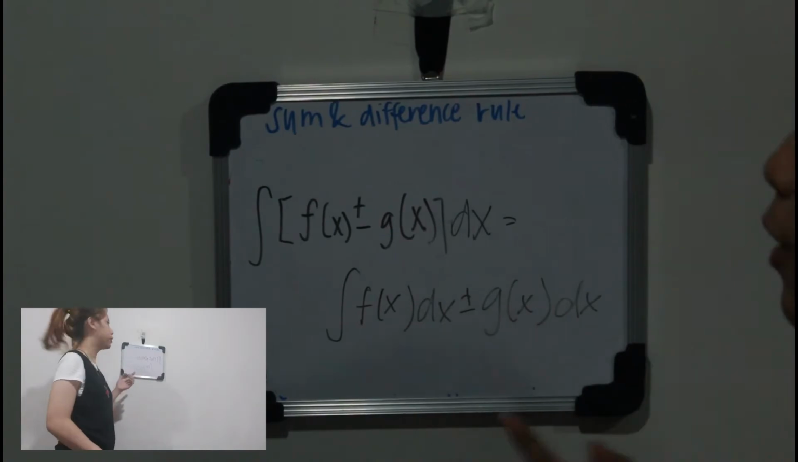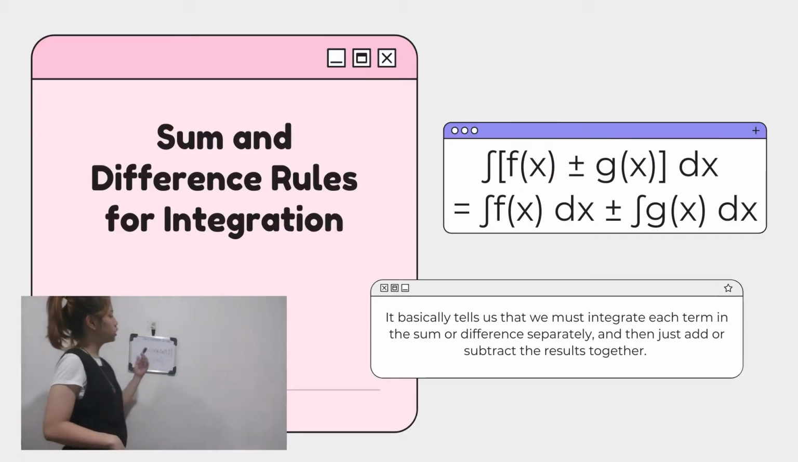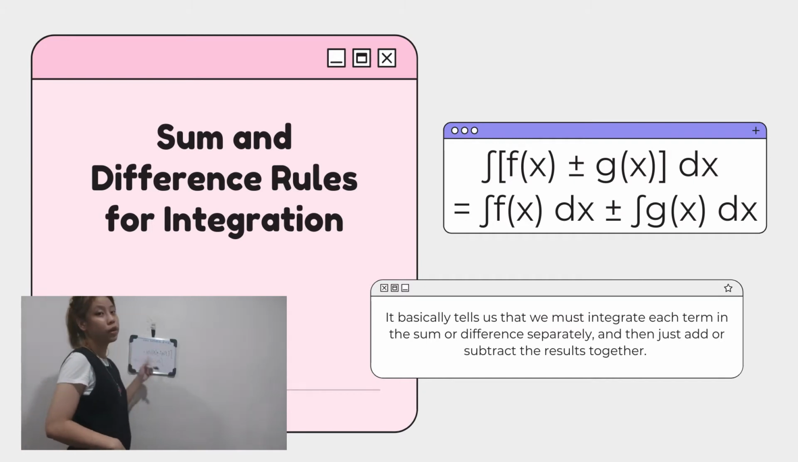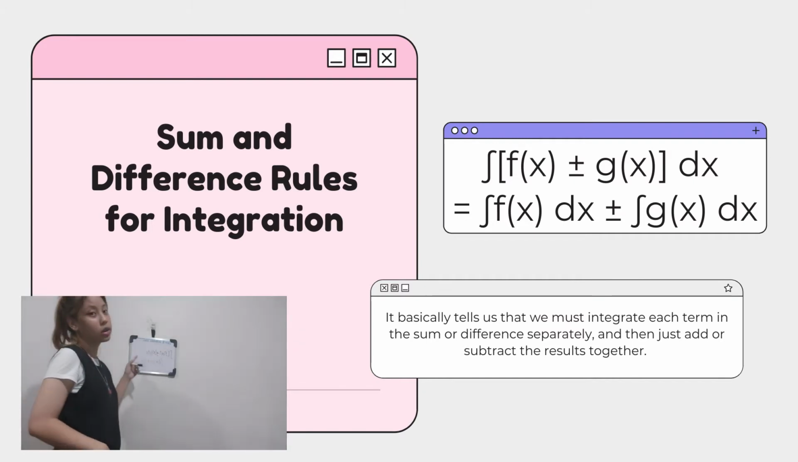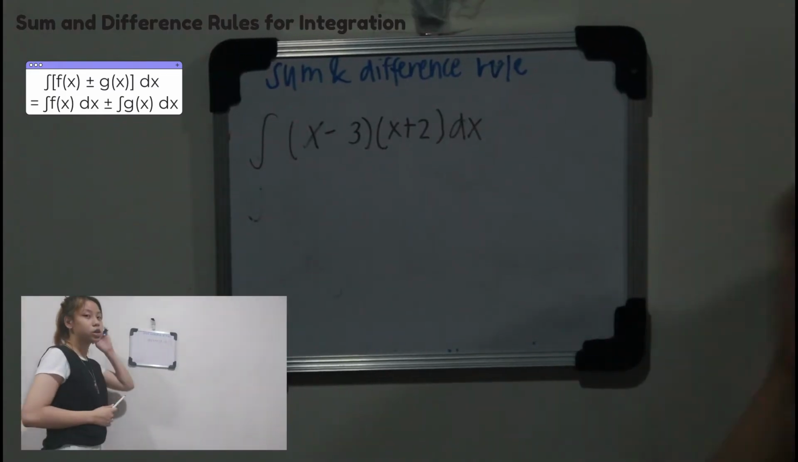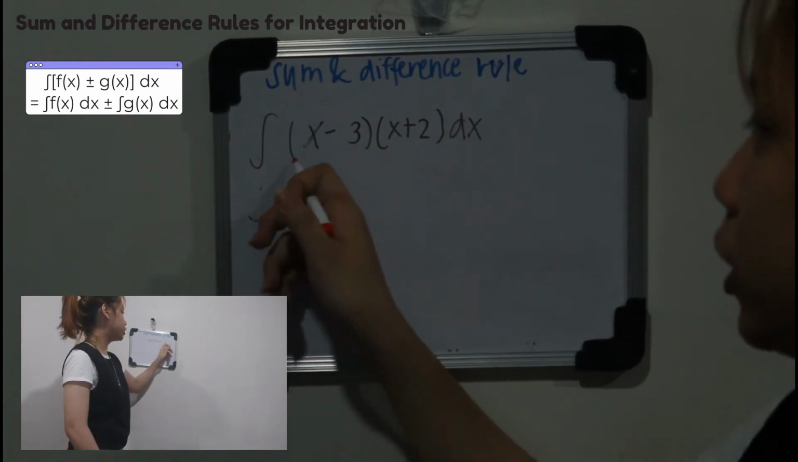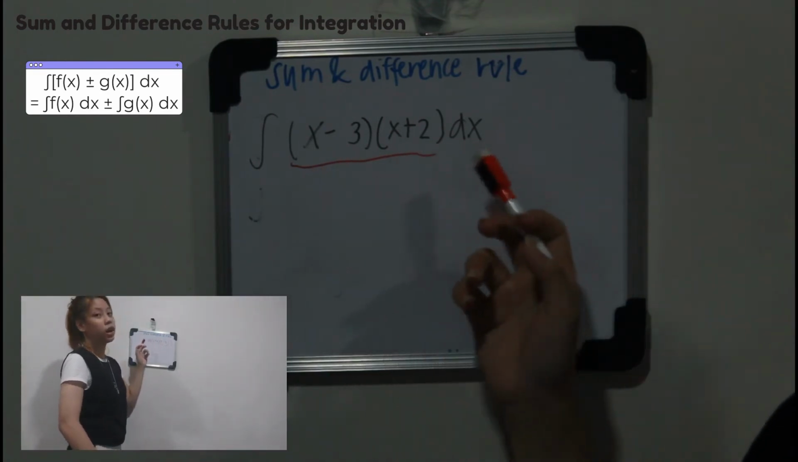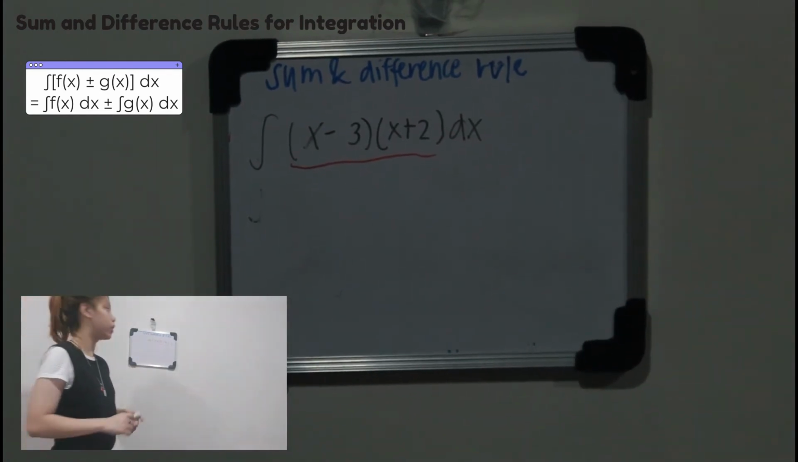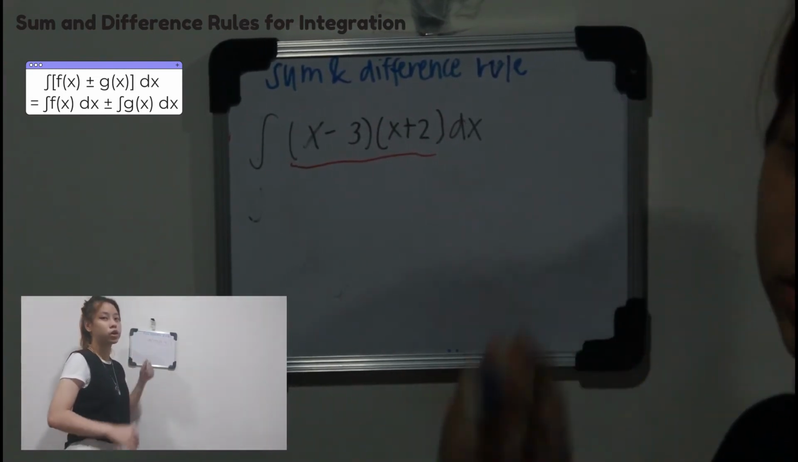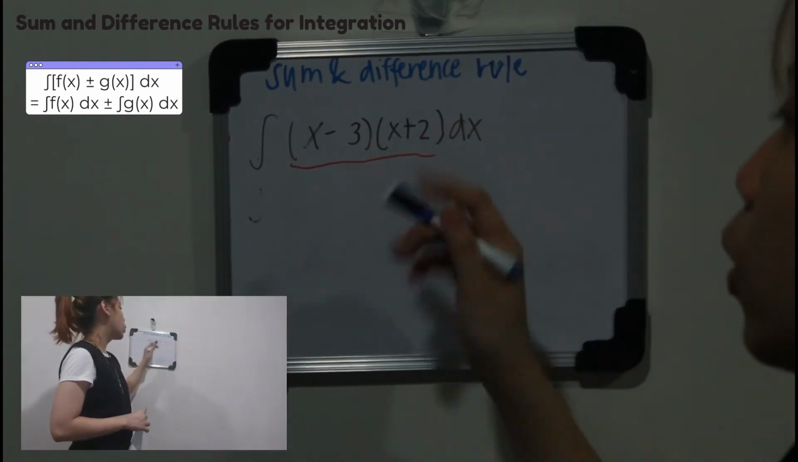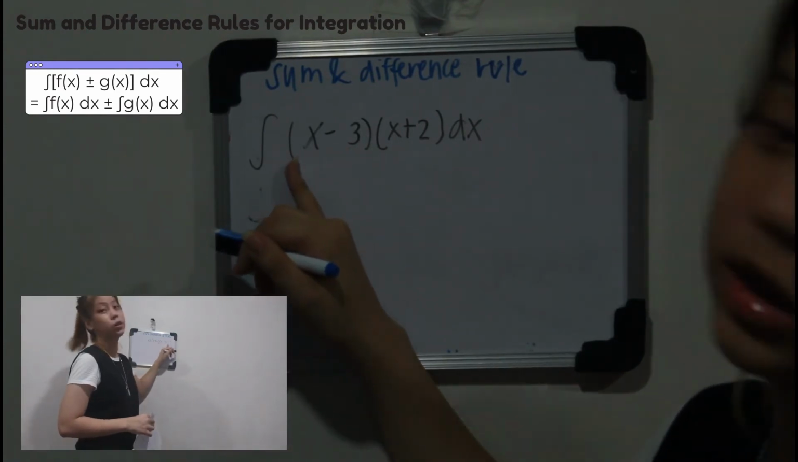Now, for our sum and difference rule, expressed in this formula, which is the integration of f of x plus or minus g of x dx is equal to the integration of f of x dx plus or minus g of x dx. So, in this example, we'll first compute the answer between the x minus 3, x plus 2, since we need to simplify first the function before we can get to the rule. Using the FOIL method, we can simplify this equation.